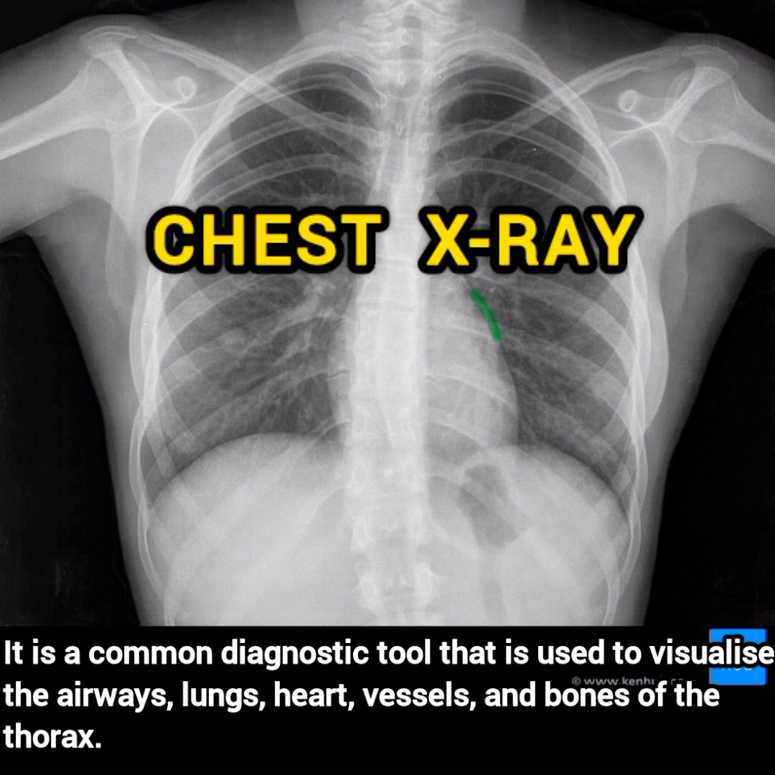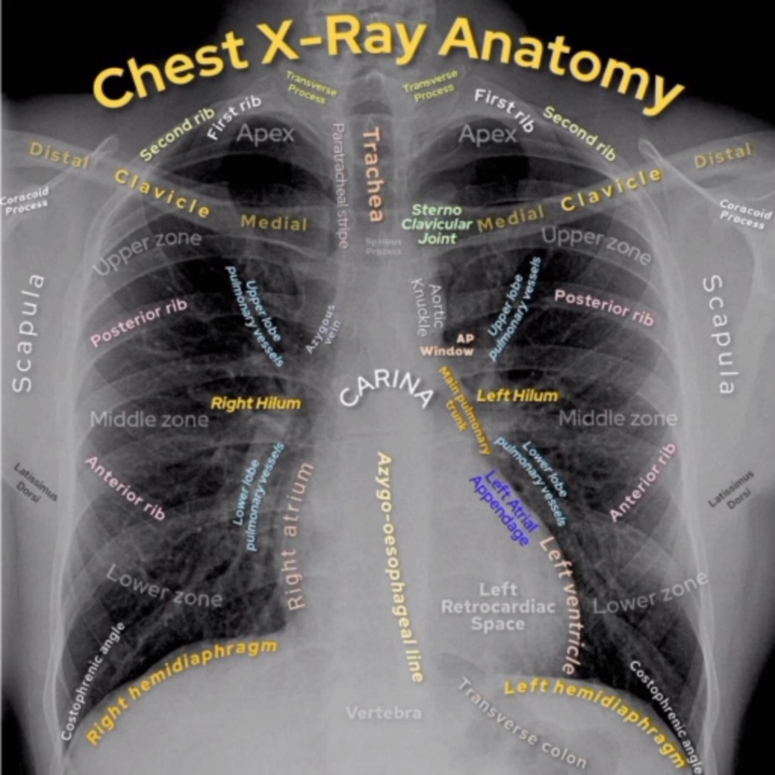We have the trachea, the clavicles, the carina, the posterior and anterior ribs, the spinous process, the right and left hemidiaphragm, the scapula, and the mediastinum with the left ventricle and right atrium.